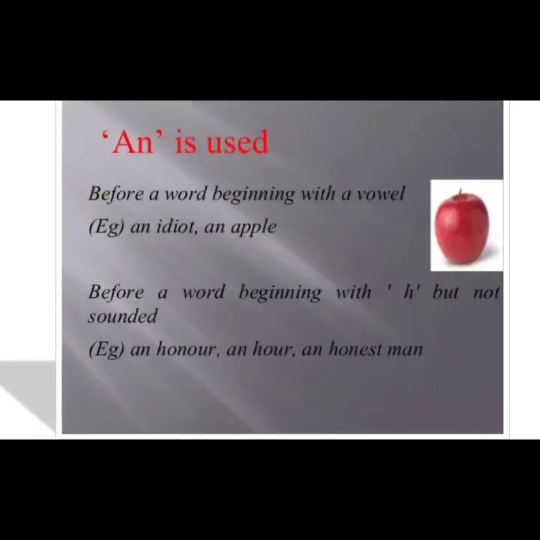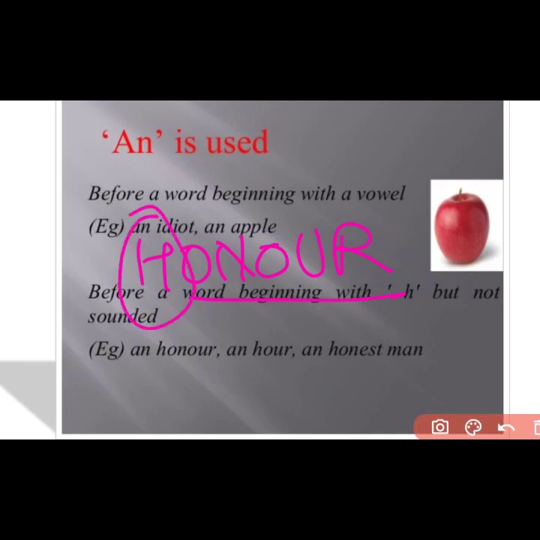An is used before a word beginning with a vowel. Example, an idiot, an apple. Also before a word beginning with H but not sounded. You can look here. H-O-N-O-U-R. What do we pronounce it as? We pronounce it as honor. The H is silent. So here also we use an.